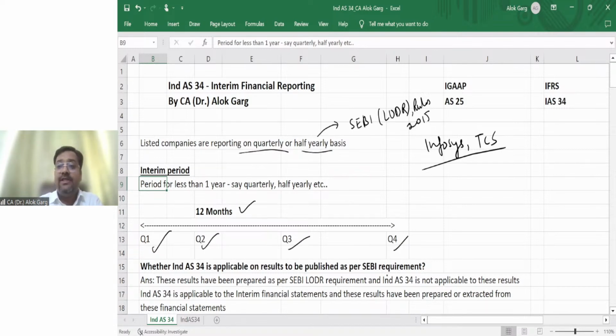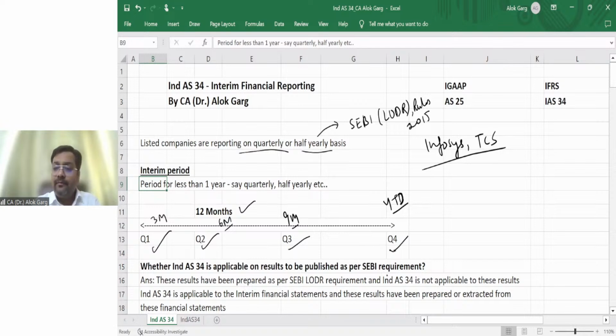A company preparing the results for the first quarter reports for 3 months. A company preparing the results for the second quarter reports for the second quarter and year to date. Year to date means the current quarter and 6 months. The company presenting the results for the third quarter reports for the third quarter and year to date. What is meant by YTD? YTD means year to date, from 1st April to the current date. So it is for 9 months and the current quarter.